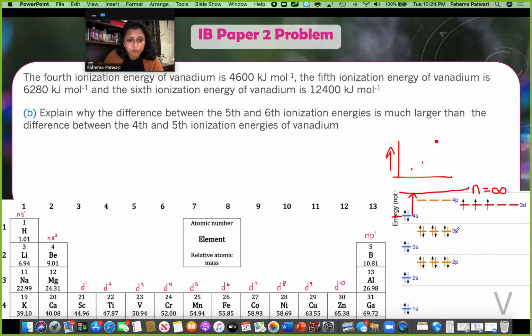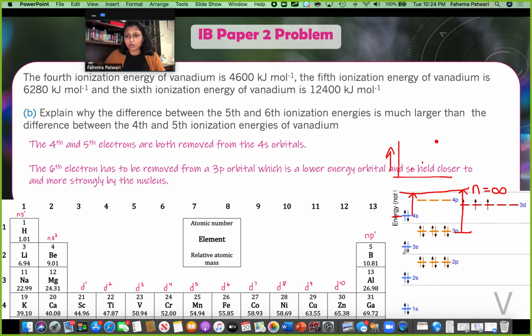But for an electron to escape from 3p, 3p is significantly closer to the nucleus, and it's lower in energy. So you're starting at a lower energy point. So to get to that convergence limit, you have to put in significantly more energy for that electron to be removed. All right, so fourth and fifth electrons are both removed from the 4s orbitals. The sixth electron has to be removed from 3p, which has a lower energy orbital, and so is held closer and more strongly to the nucleus.